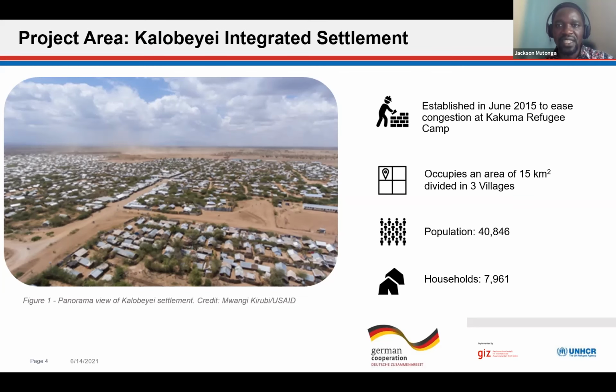It was established in 2015 to decongest Kakuma refugee camp, because the land allocated by the government for Kakuma refugee camp was already filled up. So it occupies around 15 square kilometers with 3 villages, and the idea of the Kalobeye settlement was to integrate refugees and host communities to live side by side. There's a population of around 40,000 refugees and around 7,900 households.